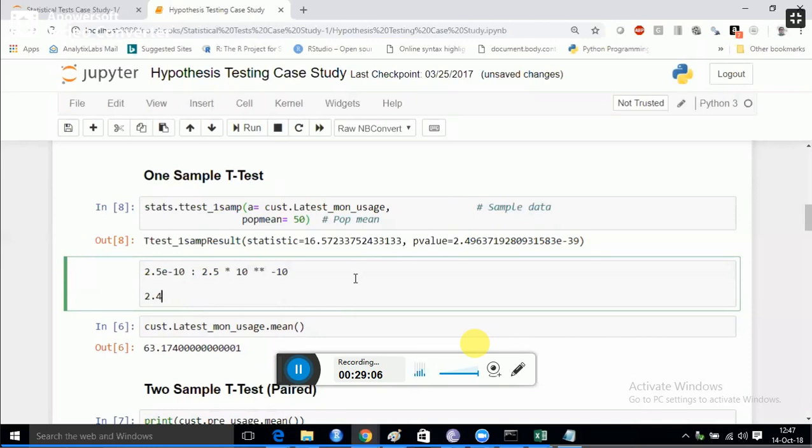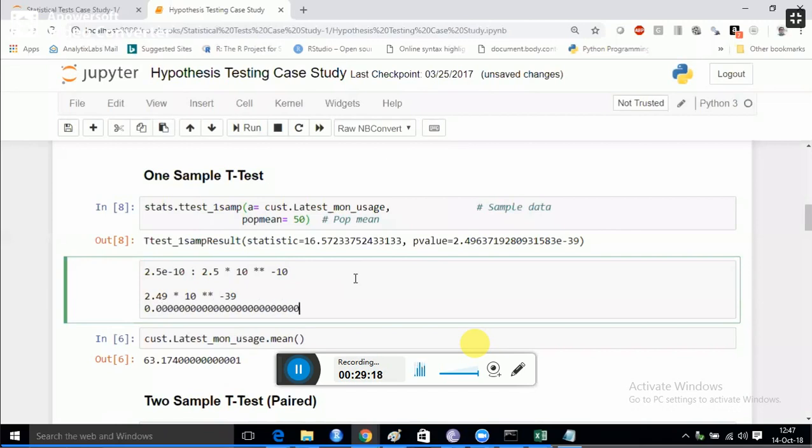So what value have we got here? 2.49, let's say, into 10 to the power minus 39. It's like 0.000000 after 7 zeros, you have 24. Very low value, right? If P is low... So guys, what is the P value here? P value is very low, yes or no? If P value is very low, then what should I do with my null hypothesis? I should reject my null hypothesis.